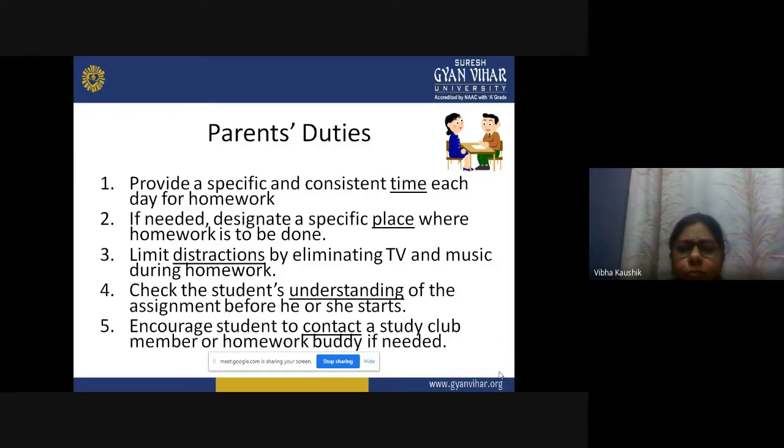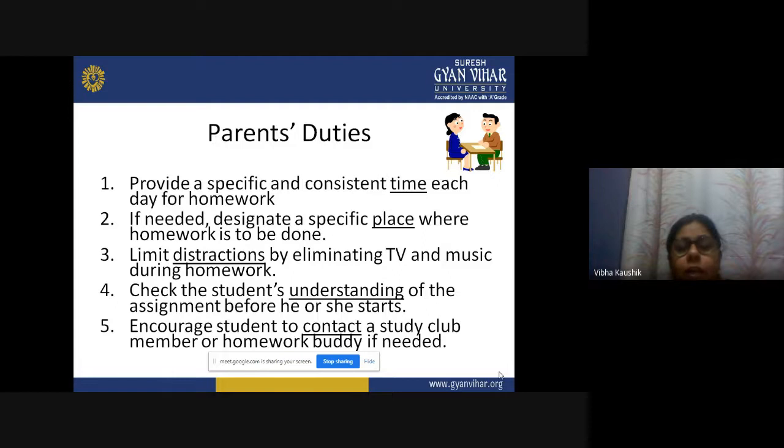Now, parents' duty. What are the parents' duties when the teacher has assigned some assignments or homework to the children? First one is to provide a specific and consistent time each day for homework. Parents have to prepare a timetable, and in that timetable it has to be mentioned that you have to sit and complete your homework in that particular duration. A duration has to be fixed by the parents in which you have to finish homework of that specific subject.